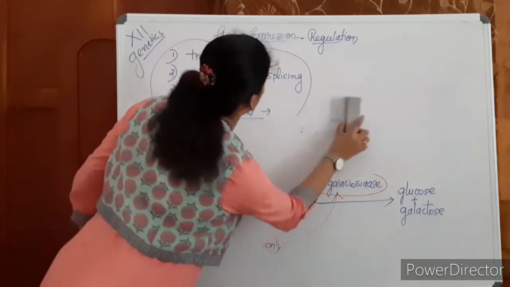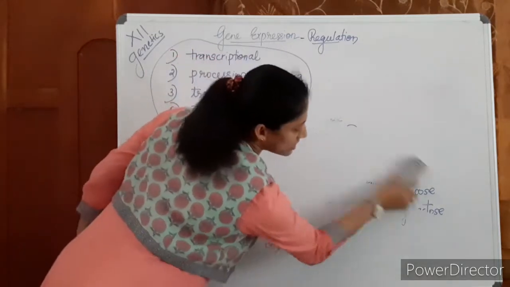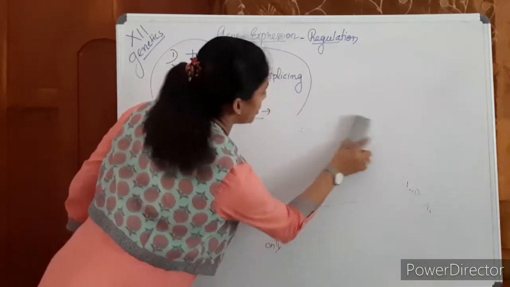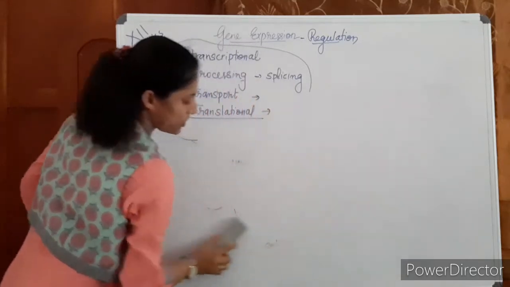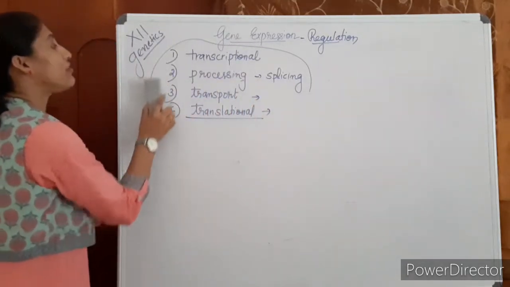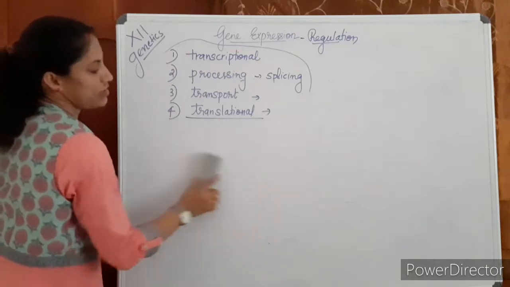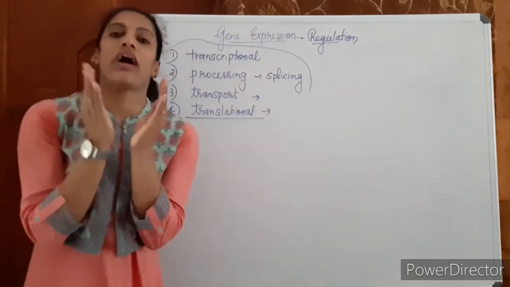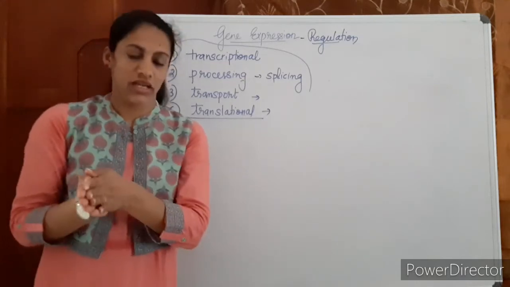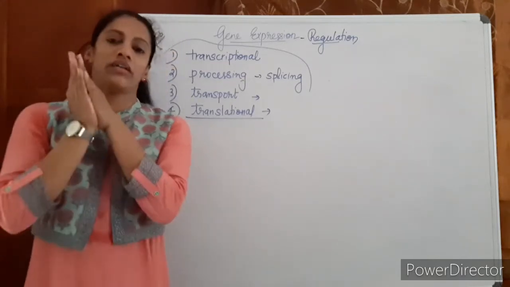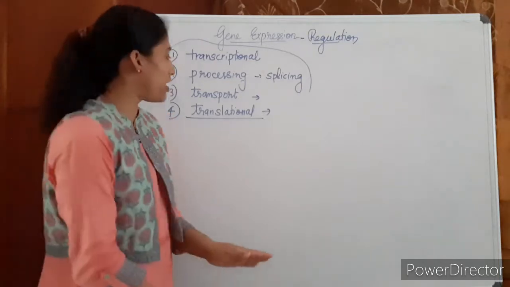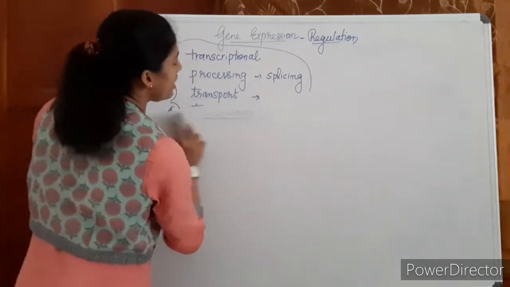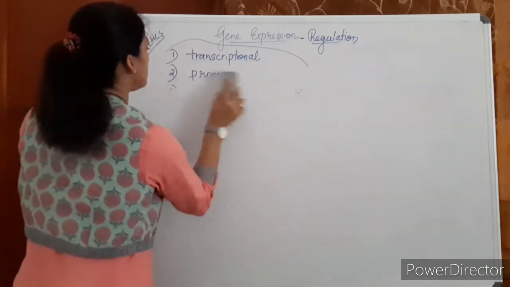And we are moving to the first case, transcriptional level regulation. This is the most common type, a regulation at the first step itself. That means a cell is not producing unnecessary RNAs. It produces RNAs only when they are needed. That means transcription happens only if it is needed.